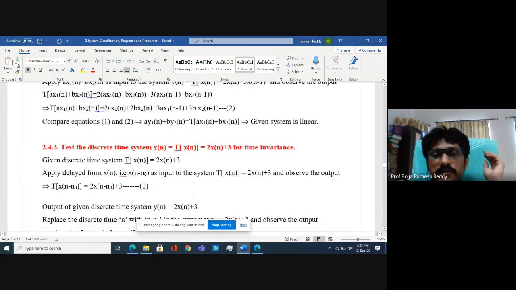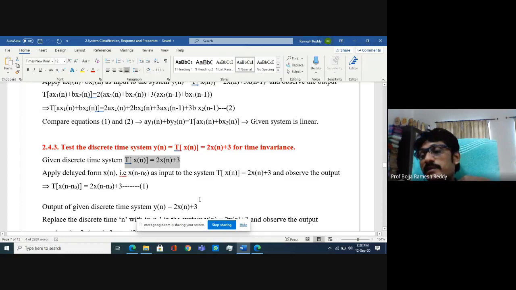Okay. Next one is to test the discrete system y of n is equal to transformation of x of n is equal to 2x of n plus 3 for time invariance. Here is the given discrete time system, the same as the first example, but here it is being tested for time invariance.